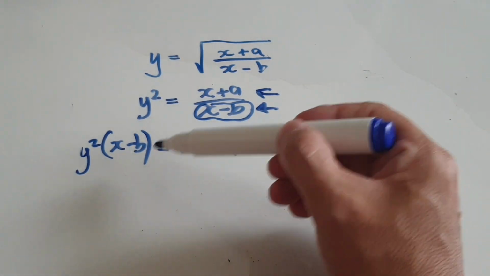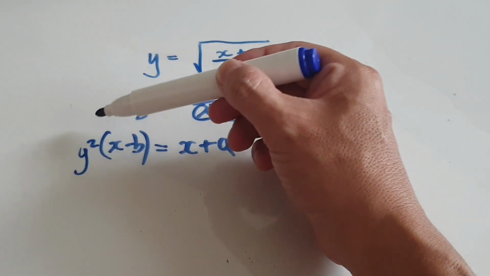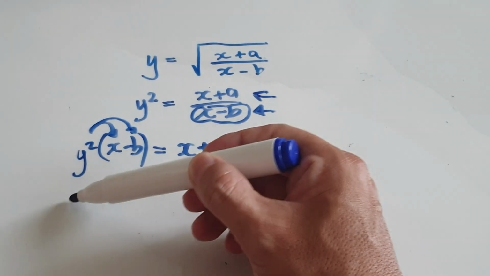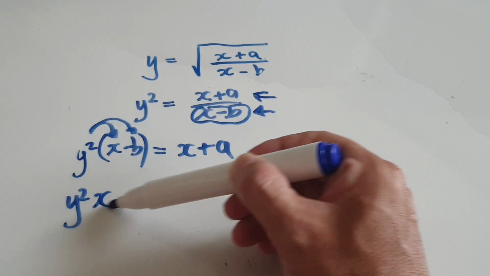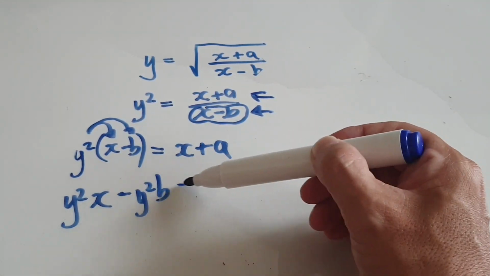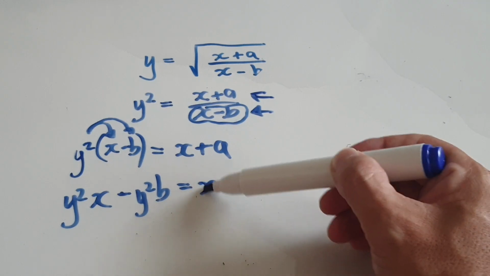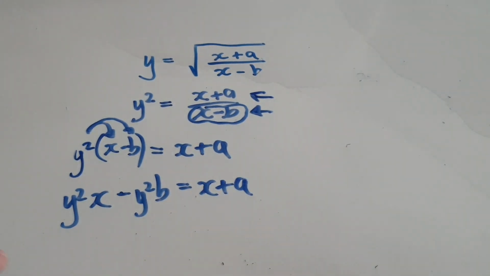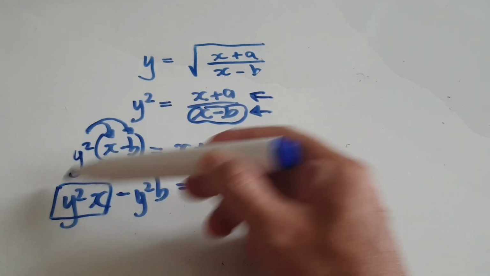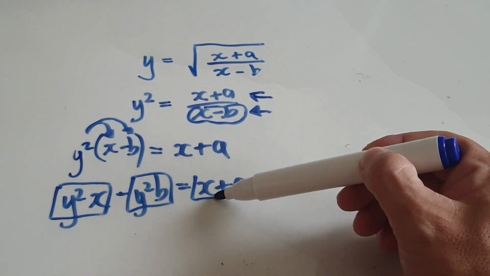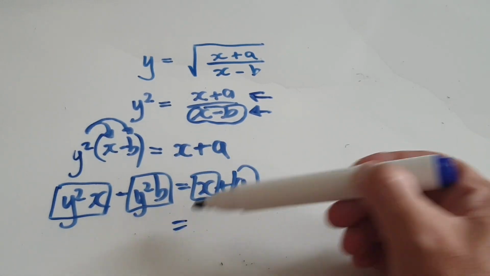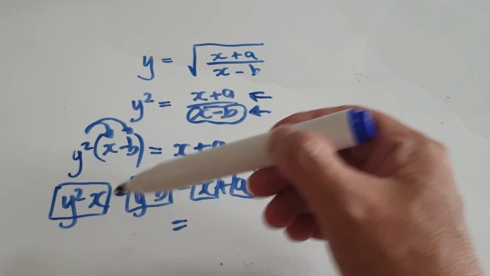Now keep an eye on x. You're trying to make x a subject. Let's break this up. So this times this times this, that would be y squared x, and then minus y squared b equals x plus a. Now you're trying to make x a subject. You've got 4 blocks here, 1, 2, 3, 4. You're trying to get x on its own. So group all the x's on one side and all the rubbish on the other side.